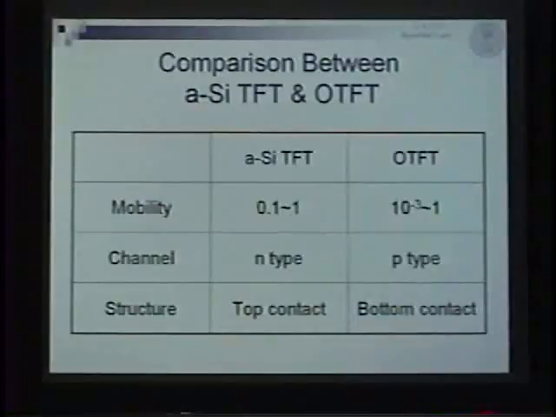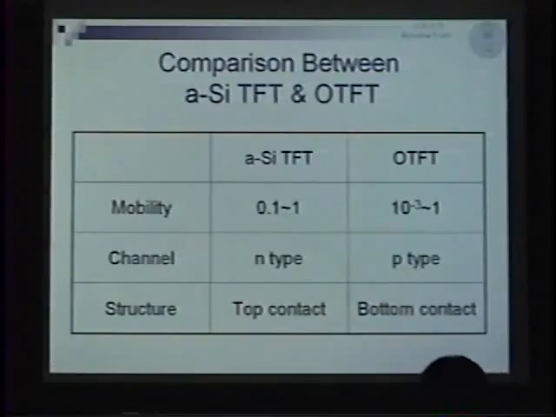So this is a comparison between the amorphous silicon TFT and OTFT. The mobility of amorphous silicon is in a range of from 0.1 to 1. The mobility of the OTFT is around here. So the mobility is almost the same, I can say that. And channel type.